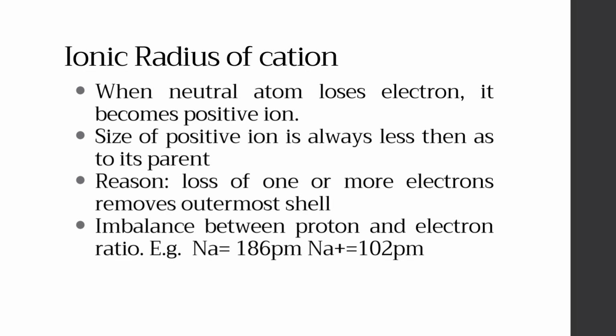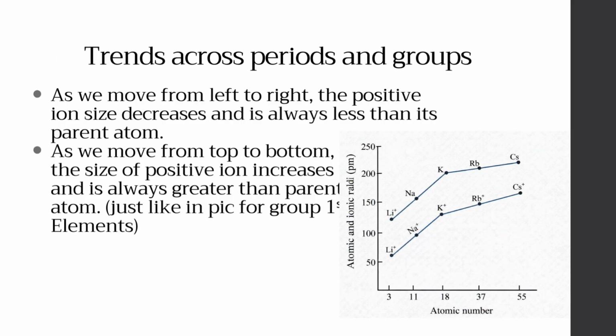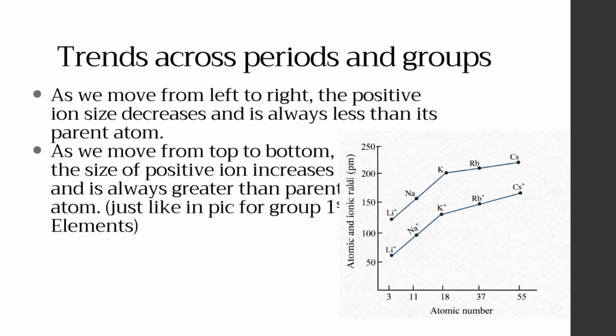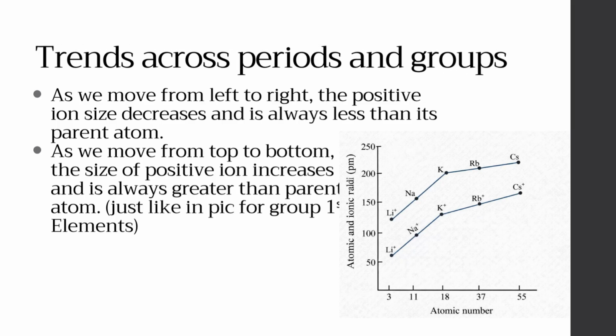Example: sodium atom has a radius of 186 pm, but sodium ion has a radius of 102 pm. Trend of cationic radius: across a period, size decreases. Down a group, size increases. But remember, cations are always smaller than their parent atoms.